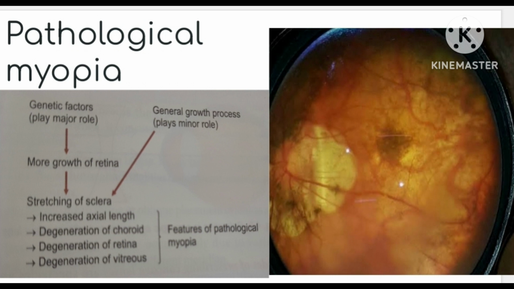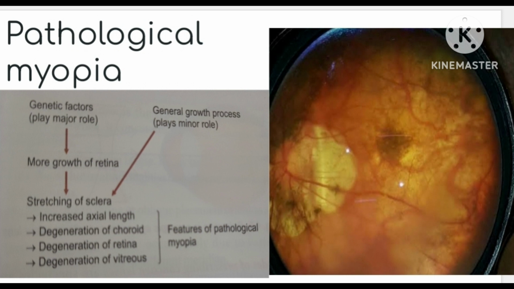Then fundus examination can show a myopic crescent near the optic disc. Degenerative changes in the retina and the choroid include chorioretinal atrophic patches near the macula. There are white patches near the macula, as you can see in that picture, and then Foster-Fuchs spots. Foster-Fuchs spots are red circular patches, and this is because of choroidal hemorrhage and subretinal neovascularization. Then you can see some black degeneration in the periphery, that is called cystoid degeneration. And then you can see some tears in the retina, that is called lattice degeneration, and there will be total retinal atrophy also.